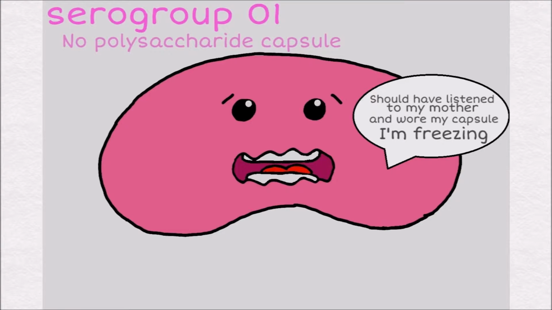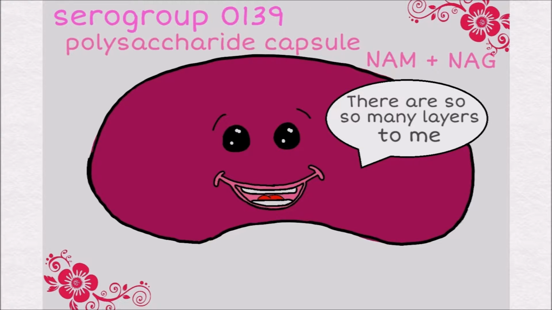Serogroup O1 does not have a polysaccharide capsule, but serogroup O139 does contain a polysaccharide capsule made up of NAG and NAM. Now that you know about its structure, let's find out a little bit more about where it's found.